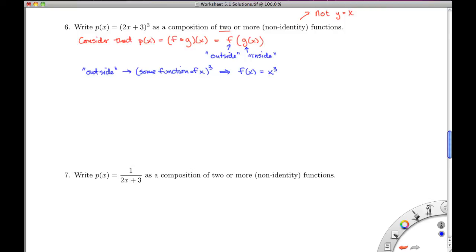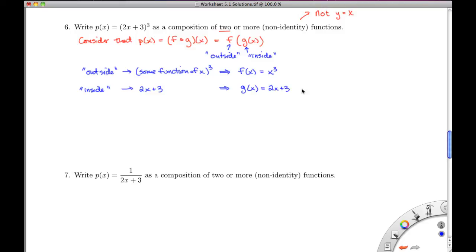Now obviously p is more complicated than this. It's not just x cubed, it's 2x plus 3 cubed. And this is where the inside part comes in. The inside part of this function, we could think of it as 2x plus 3. That's what's going on on the inside. So we could let g of x, the inside part, be 2x plus 3.